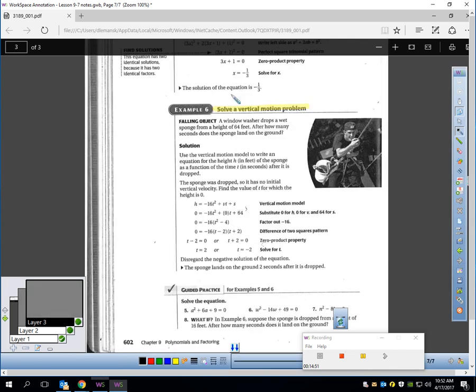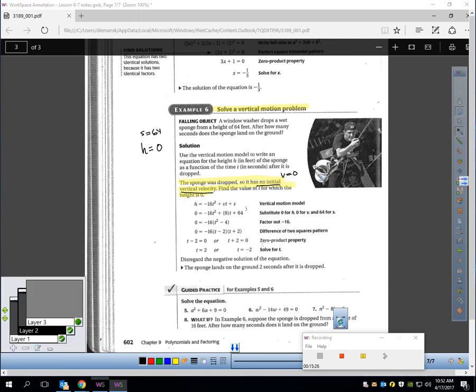Last question. You got to be able to use the vertical motion model and solve using these techniques for that model. So you notice we have a window washer drops a wet sponge from a height of 64 feet. So there's the starting height at 64. Let me write that down. S equals 64. After how many seconds does the sponge land on the ground? Well, it lands on the ground when h is 0. Use the vertical motion model. The sponge was dropped, so it had no initial velocity, which means v is 0.